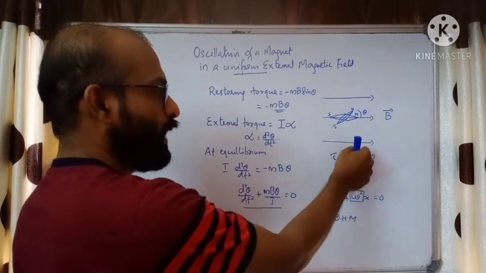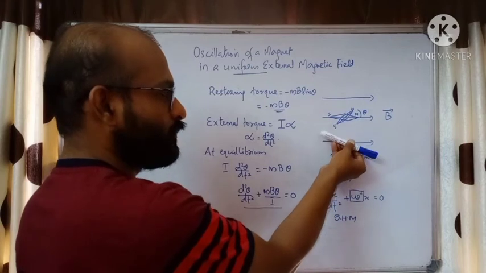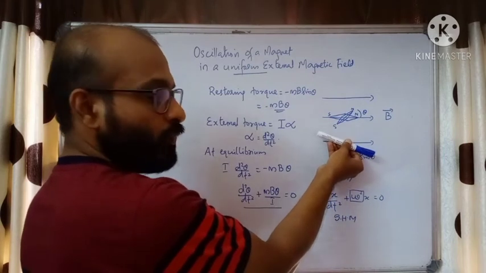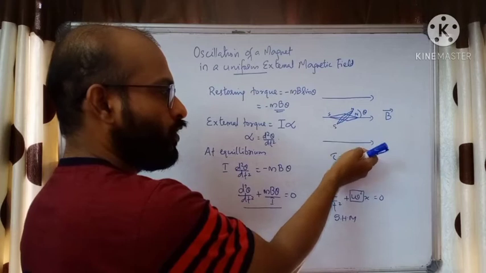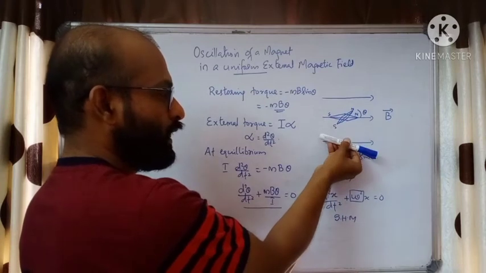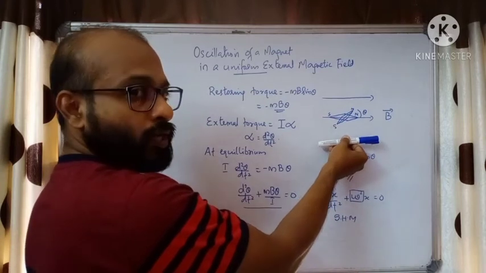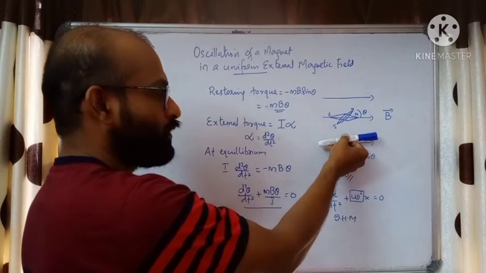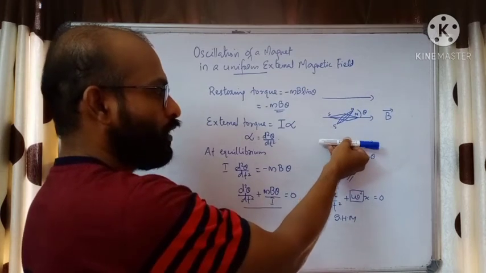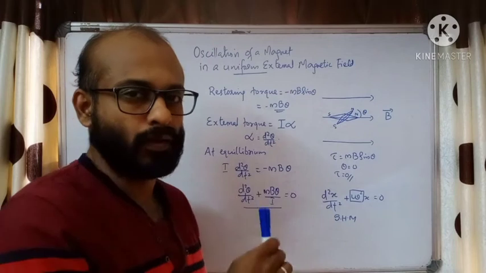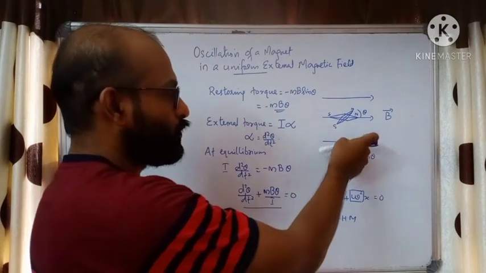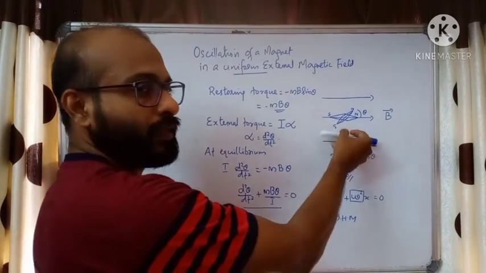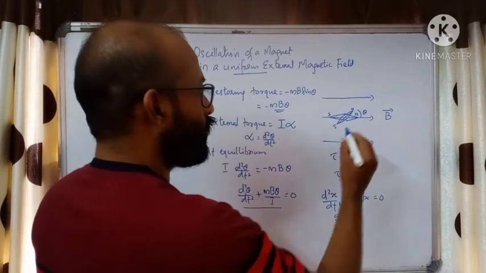It will slightly move to the other side. Again, it cannot stop there because of the torque in this direction. The needle again comes back to the equilibrium position. Due to inertia, it cannot stop there. It will again move to the other side. So it will oscillate for some time. About the equilibrium position, the needle will undergo an oscillation like this.